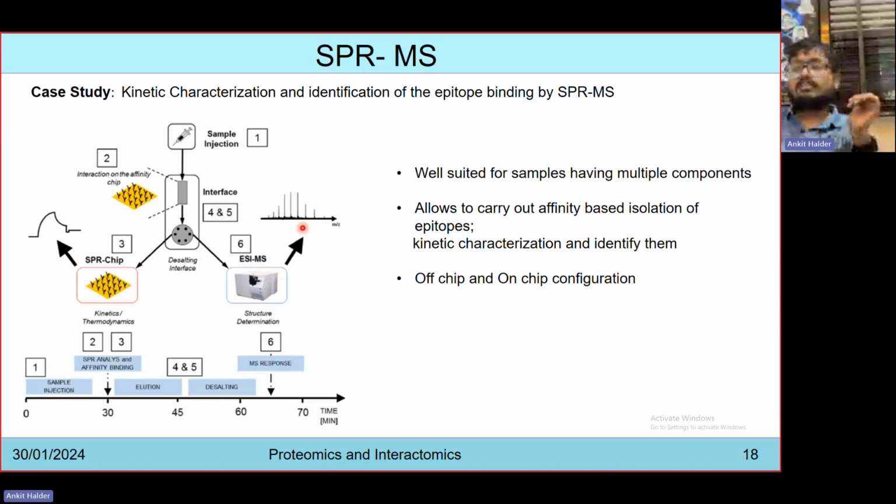Off chip is where you inject your sample, do the SPR, and then finally eject it out and get the ESI, creating the ions through electrospray ionization and then taking them into the mass spectrometry. Whereas in the one chip configuration, on that same SPR chip, one goes for the ionization, and then goes directly into the mass spectrometer, so you are not taking it out for electrospray ionization.